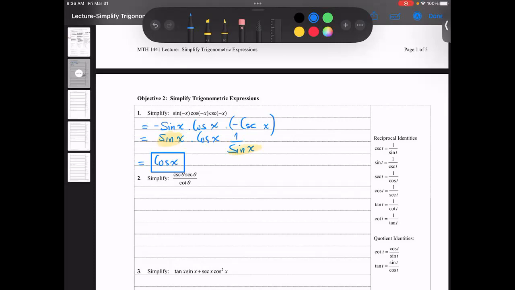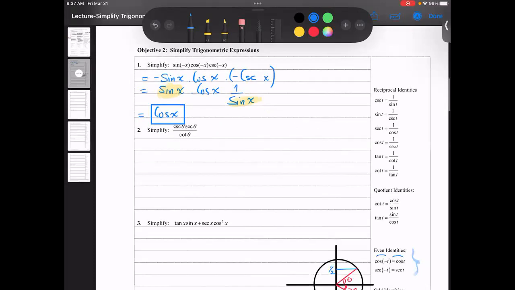I think a lot of people are nervous because they see a trig function. Think of cosine x as just a variable, like big X. Maybe it helps ease your mind a little bit. So cosecant theta, I'm going to rewrite as 1 over sine theta. Secant theta is 1 over cosine theta. That's the top. Over cotangent, which is cosine theta over sine theta.